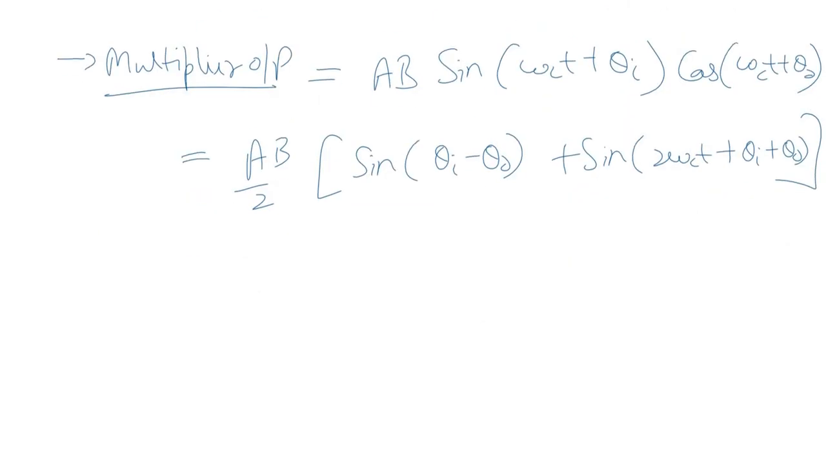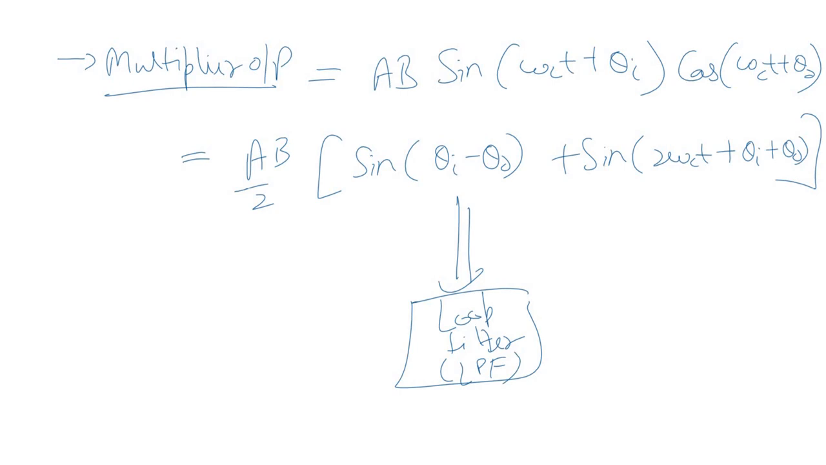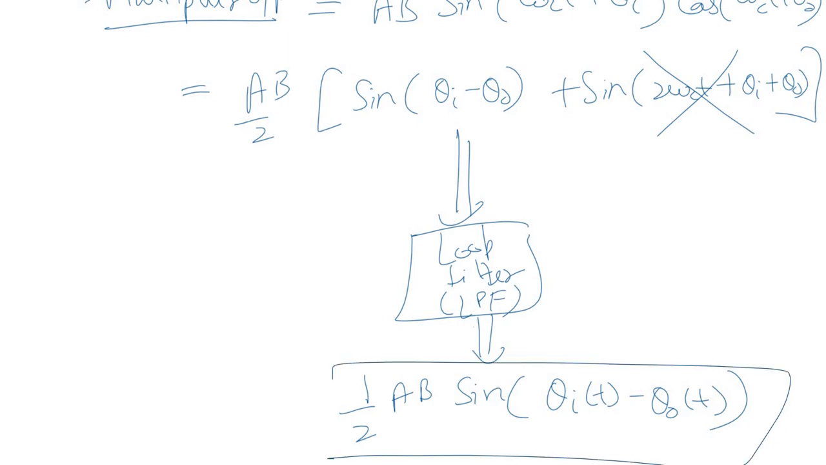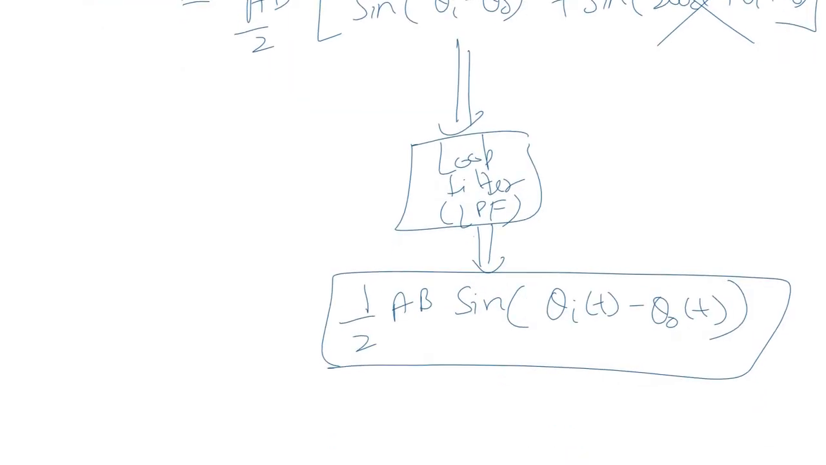Now this multiplied output is passed through a loop filter, which is basically a low pass filter. This low pass filter will block the higher frequency component. It will eliminate that part of the signal, and hence the effective output of this loop filter is 1 by 2 into AB sine theta IT minus theta naught t. This is the effective output of this loop filter, and this is nothing but the error signal E naught t.